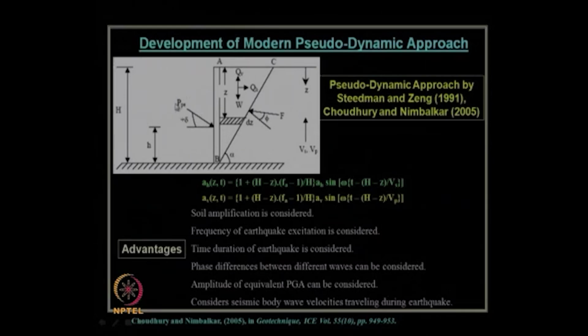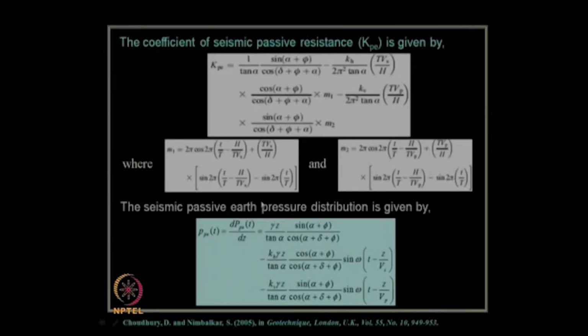Otherwise, we were getting the total value, we were not getting the distribution. But in this case of pseudodynamic method, as we have already taken these infinitesimally small slices, at each level of the depth you are getting the design value of this PPE. So, automatically that gives you the distribution, or it can be mathematically expressed in this form. This is the variation of seismic earth pressure distribution with respect to depth.